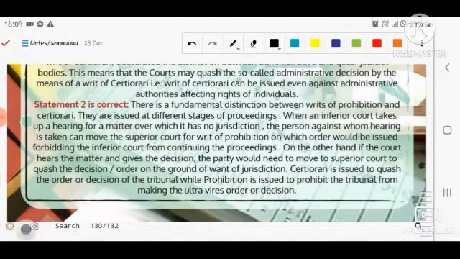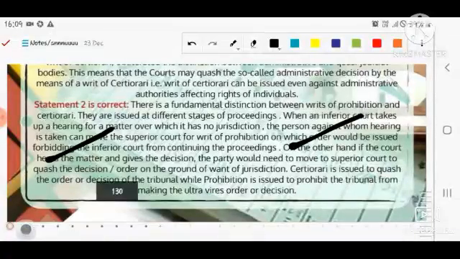It means that it is issued when proceedings under any law or rule by the administrative or judicial authority are taking place. So the superior court may interfere here. The person against whom the hearing is taken can move the superior court. Yes, that is correct. And what is the main feature of the fundamental right? Whenever a fundamental right is taken away by any public authority or the government in general, the Supreme Court or the judiciary can interfere. On the other hand, if the court hears the matter and gives the decision, the party would not need to move to a superior court to carry the decision. So, you can see here.